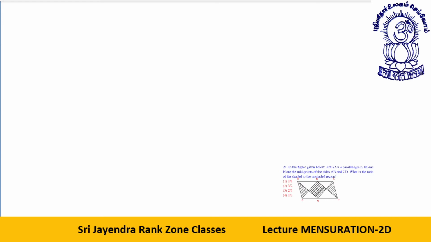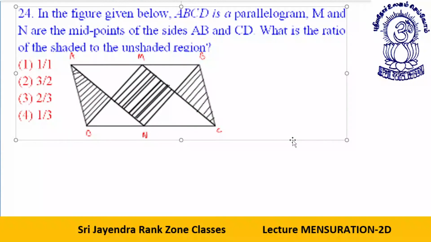Whatever sort of question this may appear, believe me, this is not that tough. It's actually an easy one. In the figure given below, ABCD is a parallelogram. M and N are the midpoints of sides AB and CD. What is the ratio of shaded to the unshaded area?